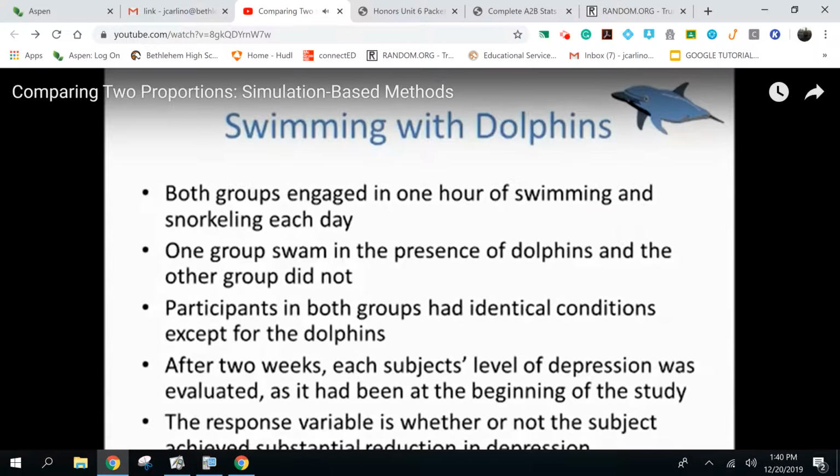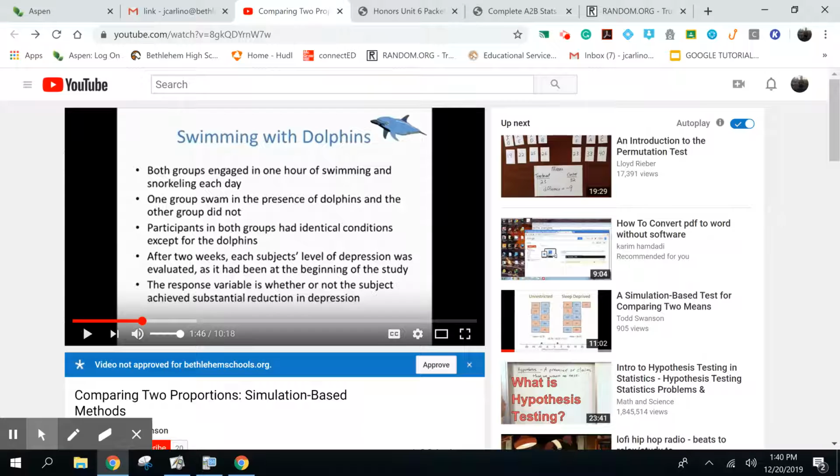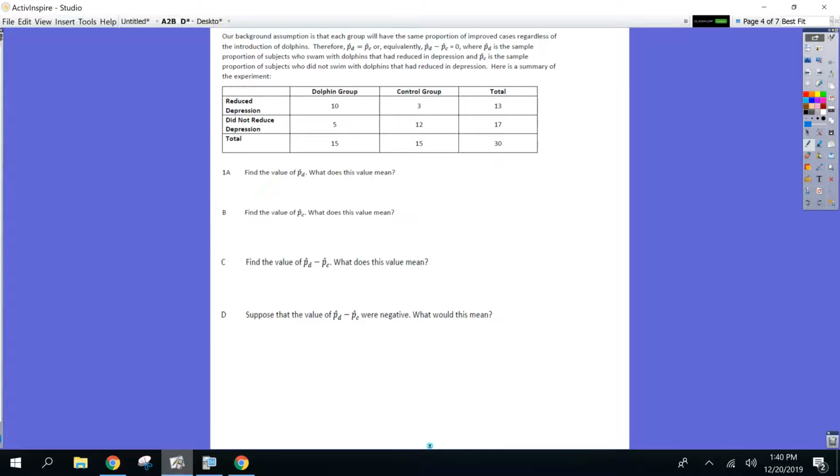Okay, so everyone get the gist of the experiment here. They did that, and those are the results right there, the two-way table you see. You can see how many reduced their depression in the dolphin group, how many reduced their depression in the control group, and so on. Everyone good? There were 15 people in one group, 15 in the other.